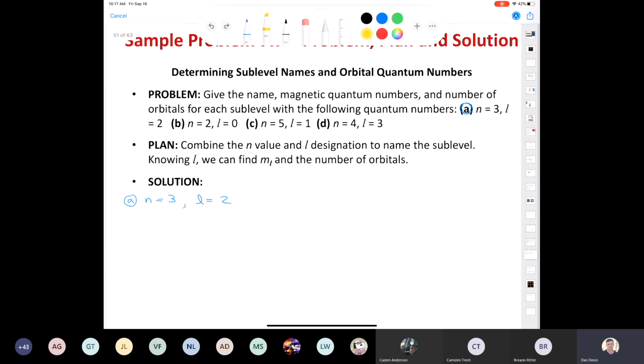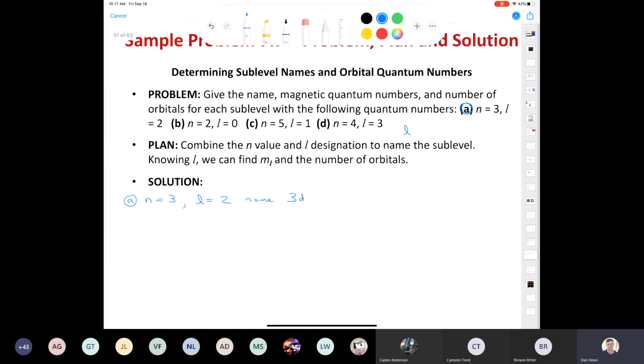Okay, and if you're not sure what I mean by name, I'll help you out. The name would be a 3d orbital. Where did I get the 3 from? The 3 came from n, the principal quantum number, and the d came from the L value.